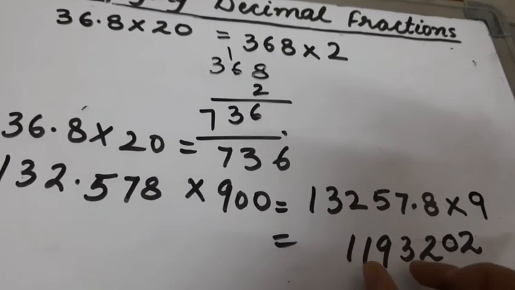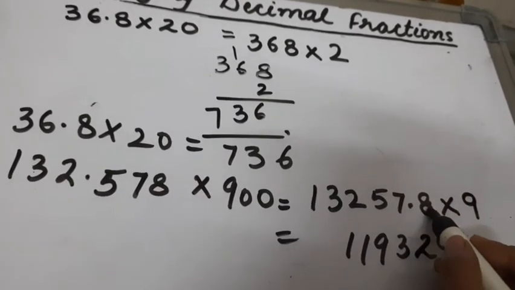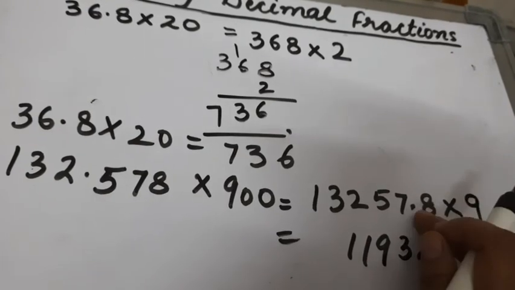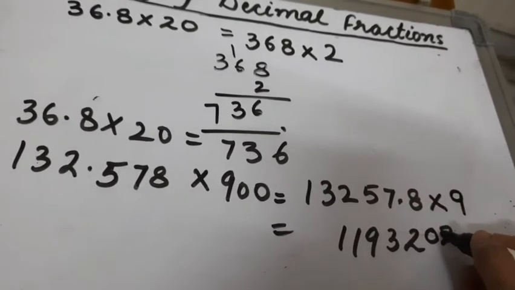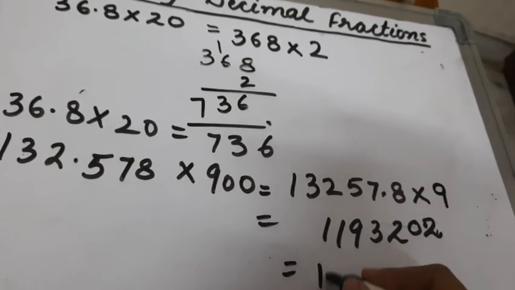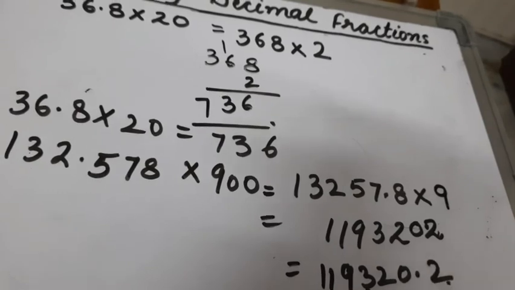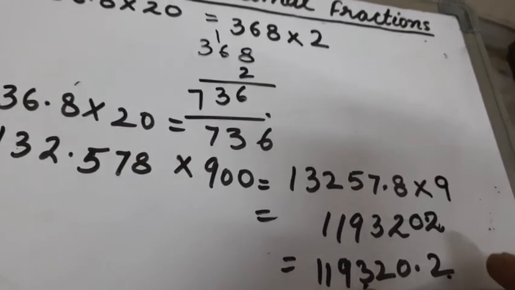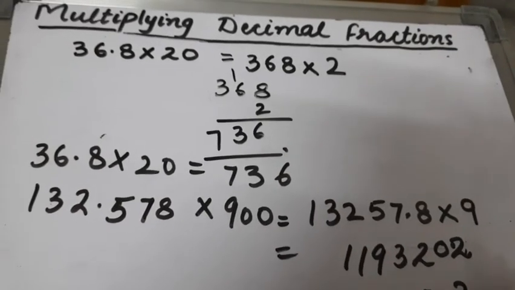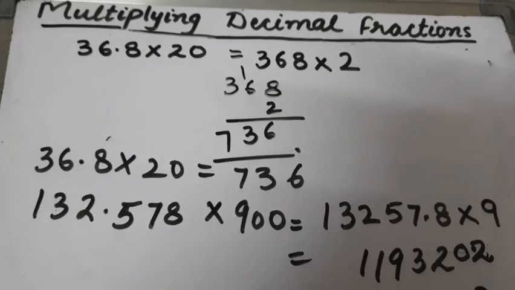So this will be, product is 11,93,202. See, the decimal is after one digit. Count the number of decimal places here. Only one decimal place, so leave one digit from the right and place decimal. So this will be 119320.2. Okay, 1,19,320.2. So this way we multiply decimal fraction by the multiples of 10, 100 or 1000.